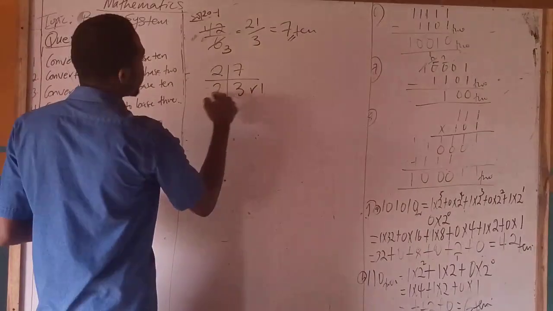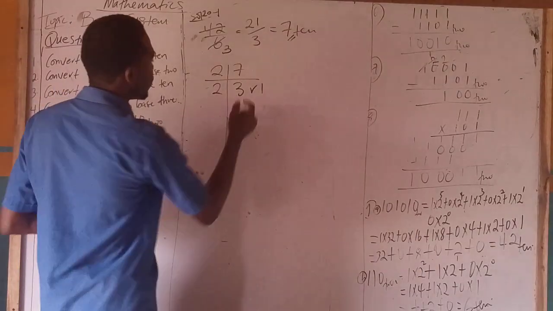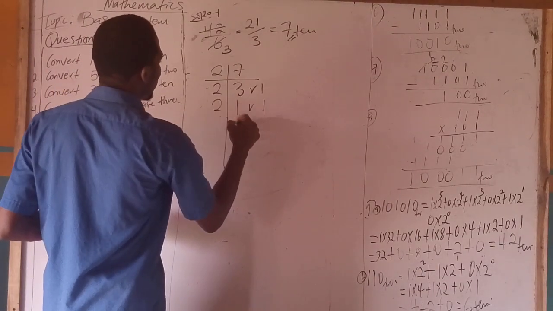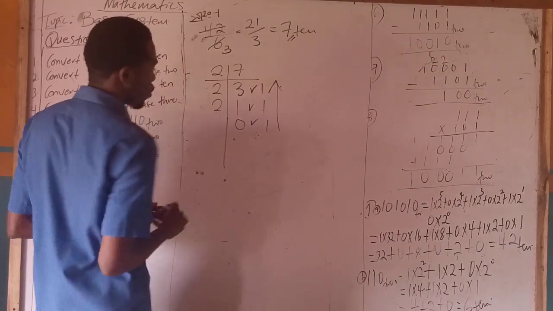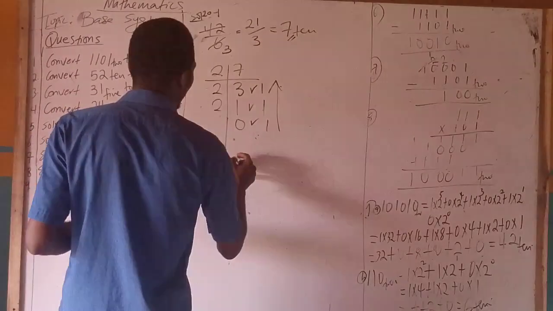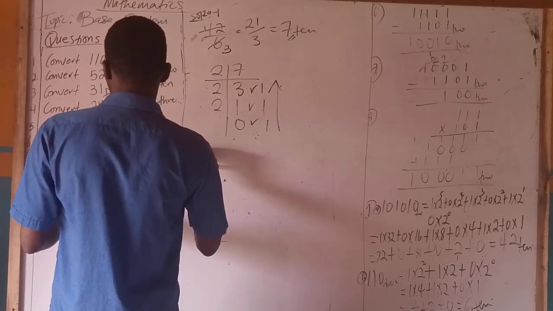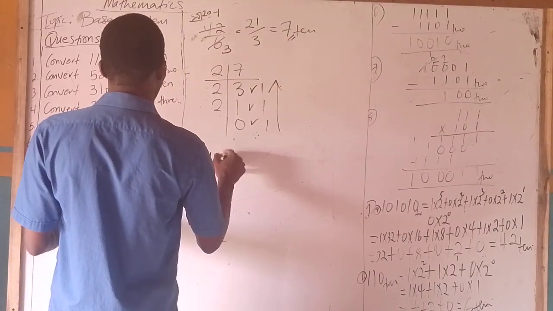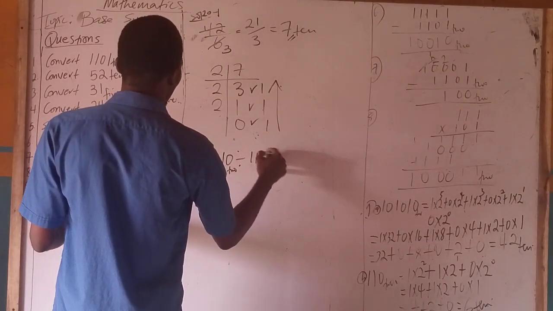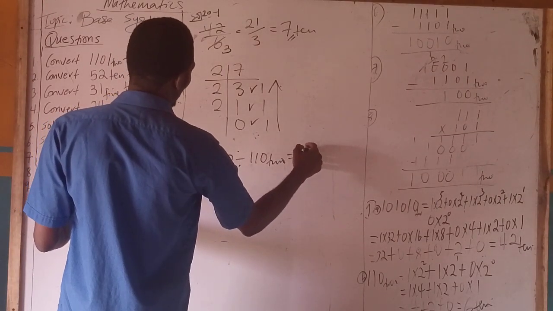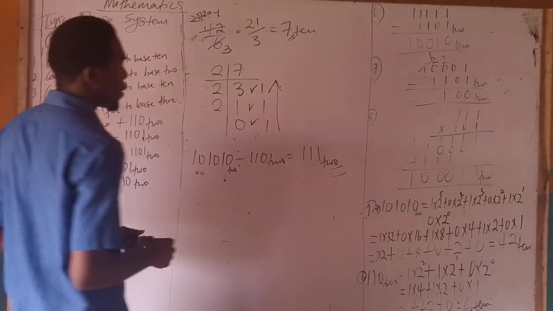Then 2 in 3 will give us 1 remainder 1. 2 in 1 is 0 remainder 1. So we have 1, 1, 1. Okay? So we then have 101010 base 2 divided by 110 base 2 is equal to 111 base 2. So this is our final answer.